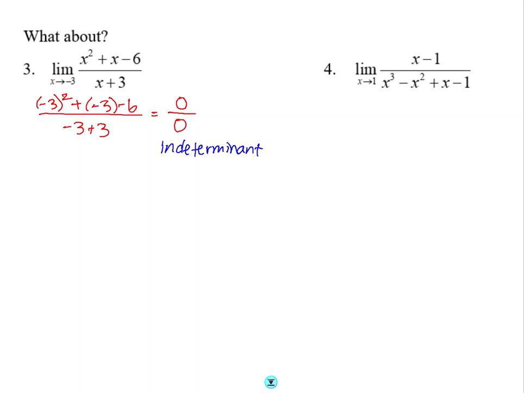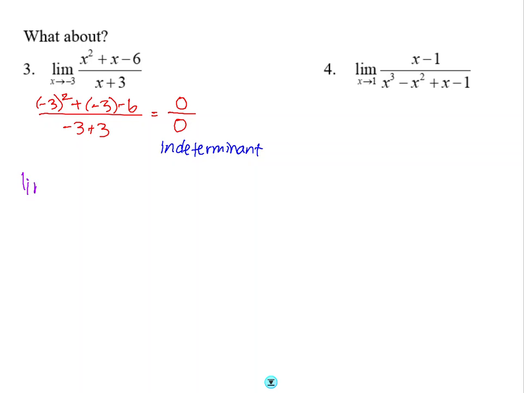In the last set of notes, we would have then gone to our calculator and used either the graph or the table to help figure out what the limit is. But we don't have to do that. We want to simplify this rational function, so we're going to start by factoring.